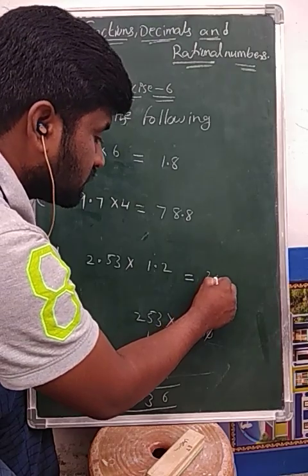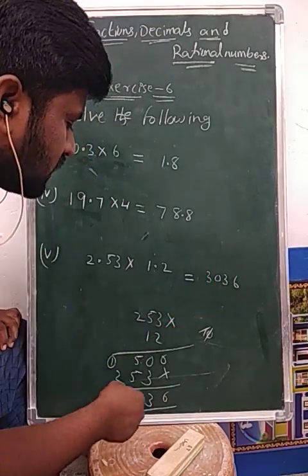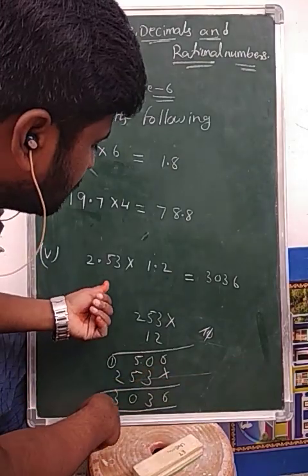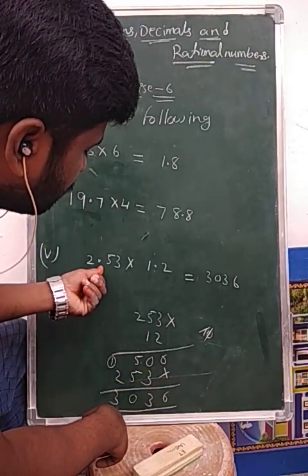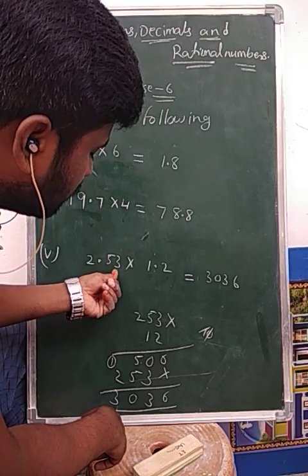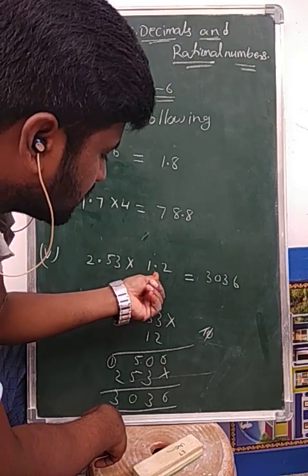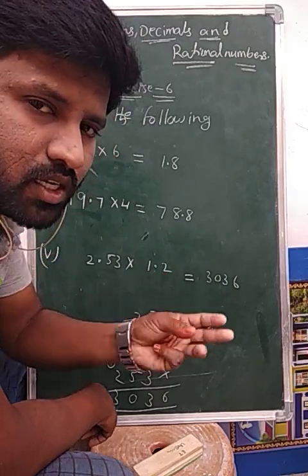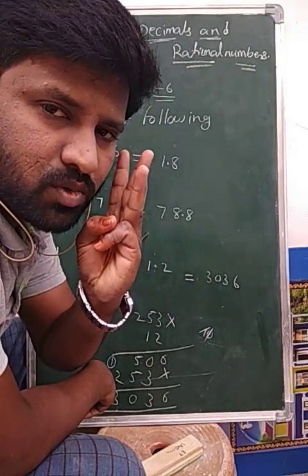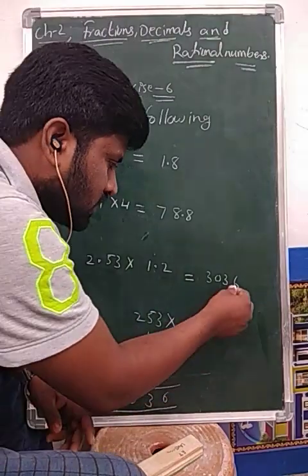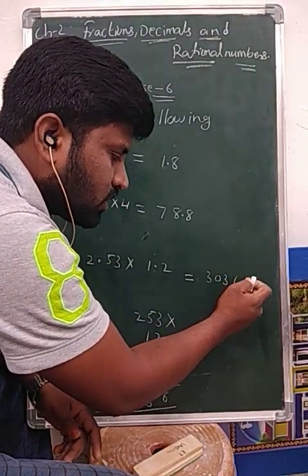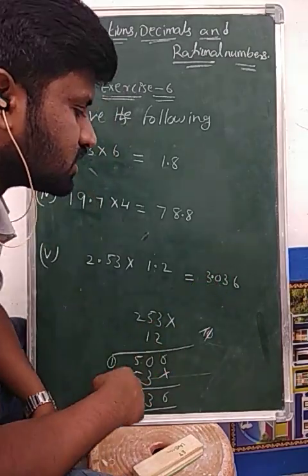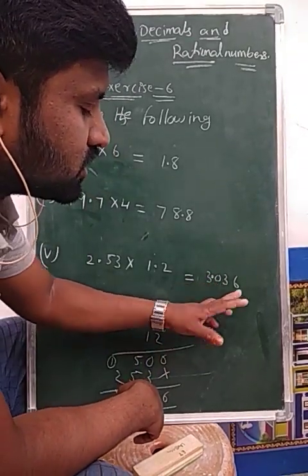3036. But here, how many digits are there after the point? In the first decimal number, 2 digits are there after the point. In the second decimal number, 1 digit is there. So totally 2 plus 1, that is 3. So in the result also, from right to left, 3 digits, you keep your point. That is nothing but 3.036.